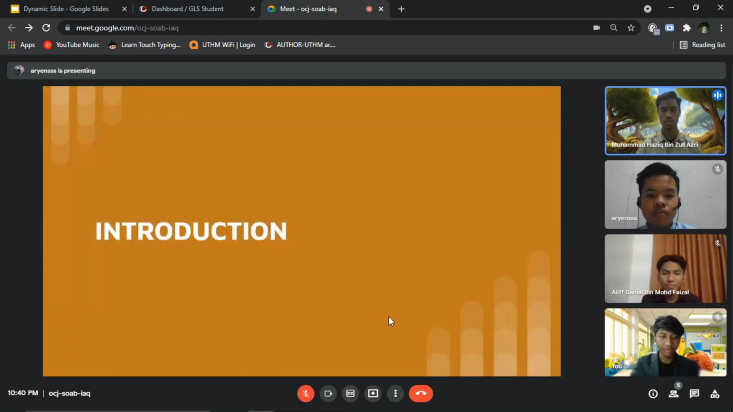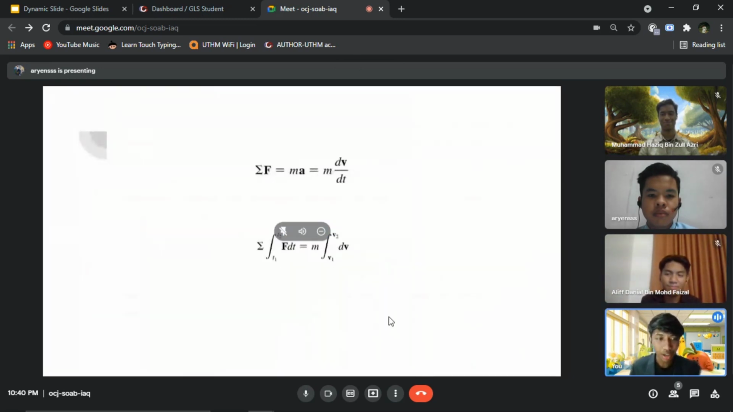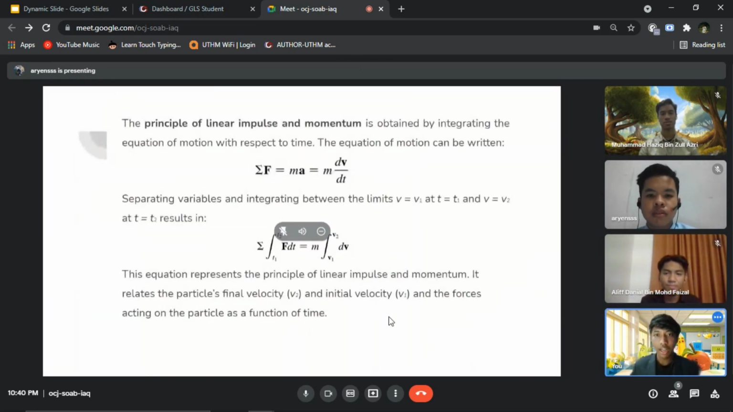We will continue with the introduction part. Hello, it's me, Nokmat. For the introduction, the principle of linear impulse and momentum is obtained by integrating the equation of motion with respect to time. So this is the equation F equal to ma. We can replace a with dv per dt, so we can integrate this equation to become the equation below: the integral of F dt equal to m dv.